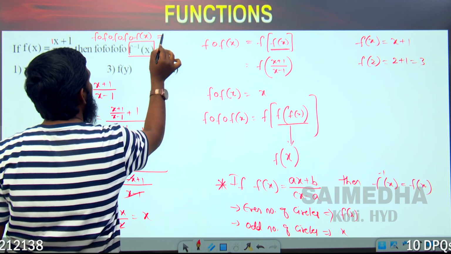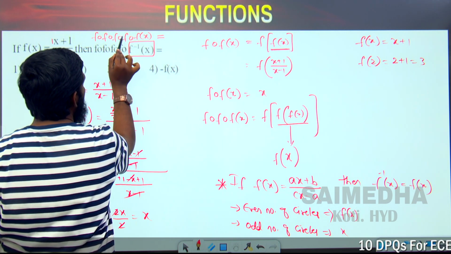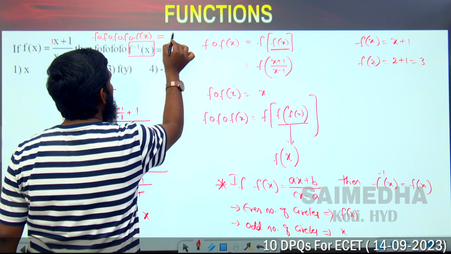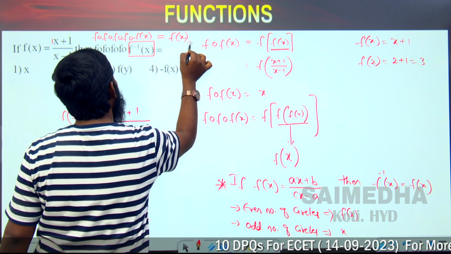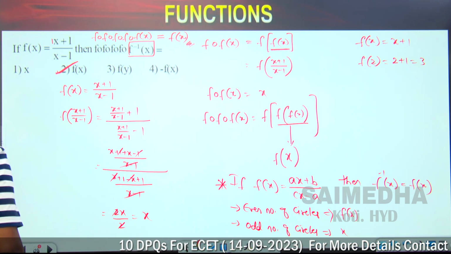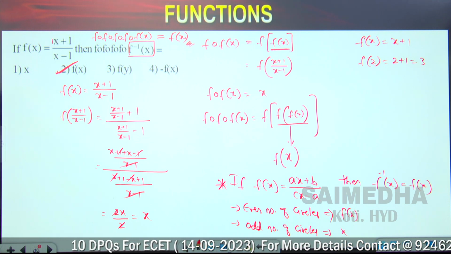Then directly, how many circles are we having? 1 2 3 4. 4 circles means what? Even. For even, what will be the answer? Directly f of x. That's it. This will be the answer. So f of x means which option will be correct? Second option. Okay, so by using these shortcuts we can solve all the questions over here.